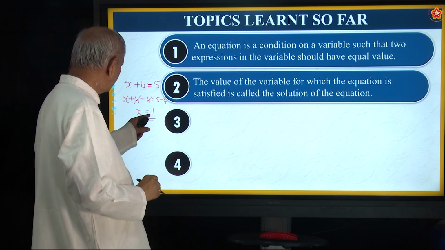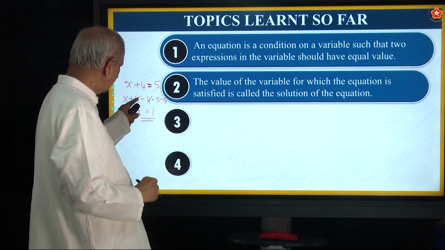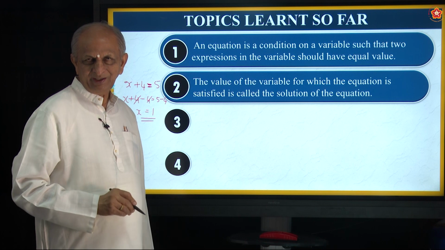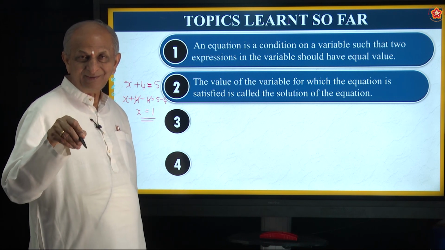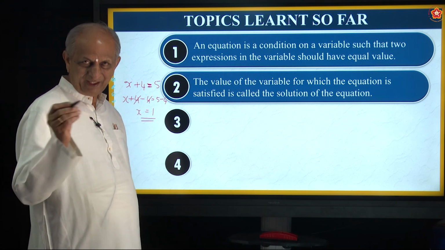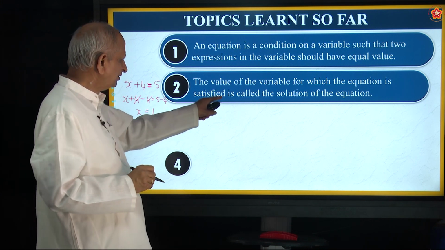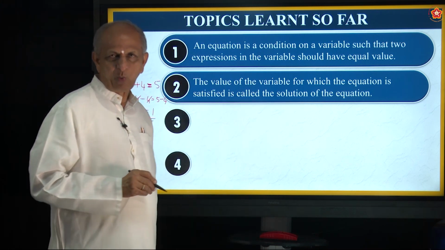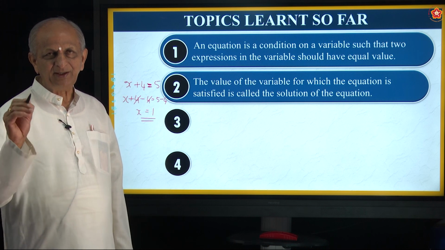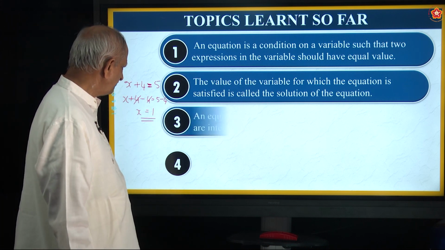So, how you got that 1? When plus 4 is given, you have to add minus 4. If minus 4 is given, plus 4, correct. So, that is what is called solving the equation. Solving means find the value of the unknown, okay.